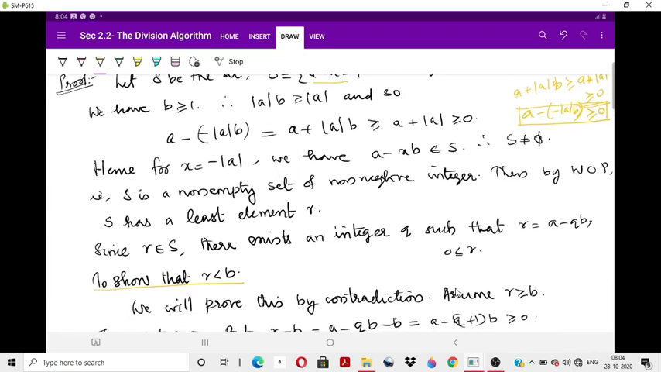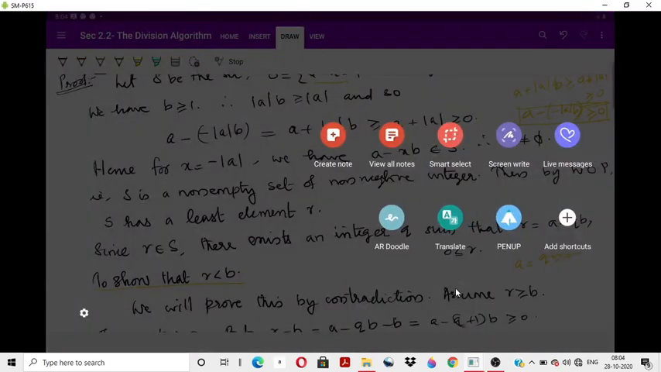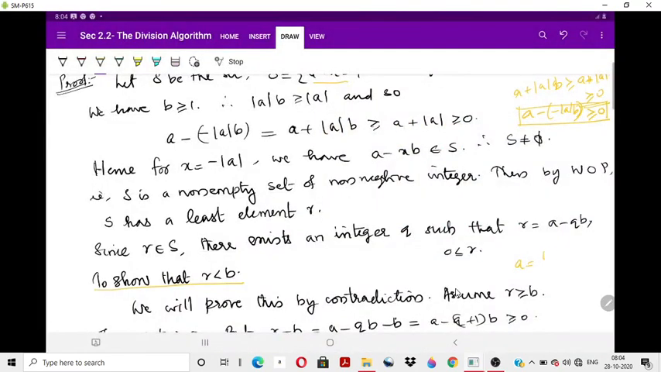So we obtained R as A minus QB, and from that we can write A as B into Q plus R, with 0 less than or equal to R. So we have proved, partially, that there are integers Q and R such that A is equal to BQ plus R with 0 less than or equal to R. Now we need to prove that this R is strictly less than B.